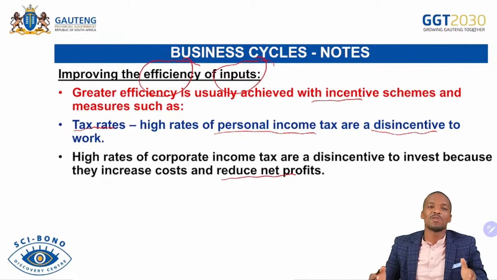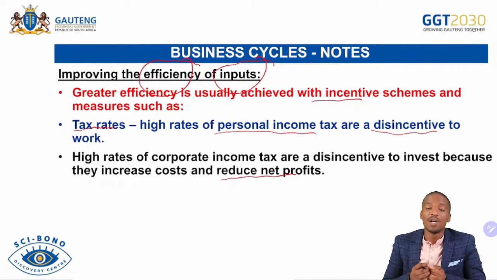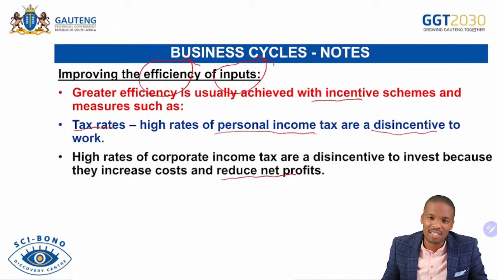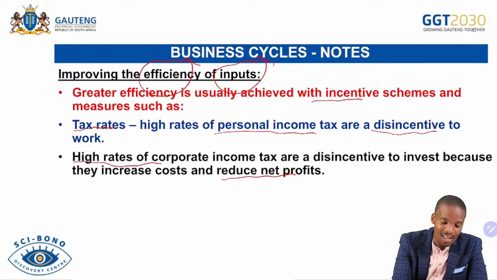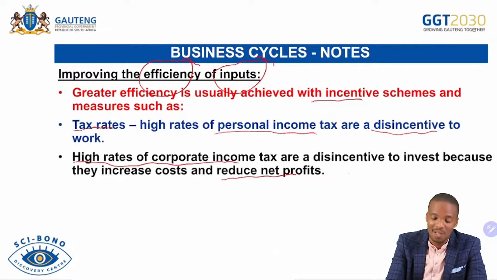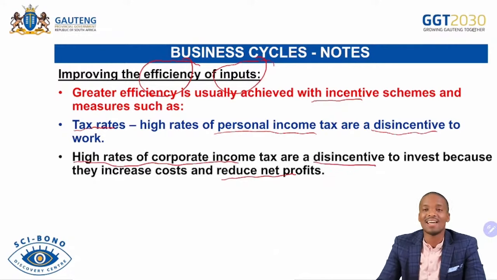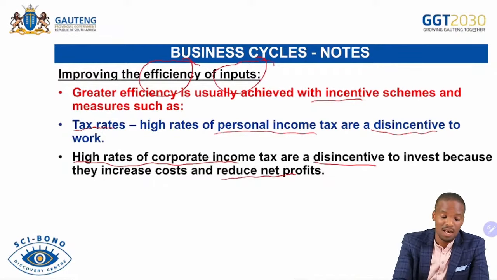You won't see the true value of why you should continue supplying this particular product, because I'm paying too much tax on it, and therefore I will rather do what? Discontinue the supplying of that product. That is why we see high corporate income tax as a what? As a disincentive to invest. Reason being, it increases the costs but reduces the what?